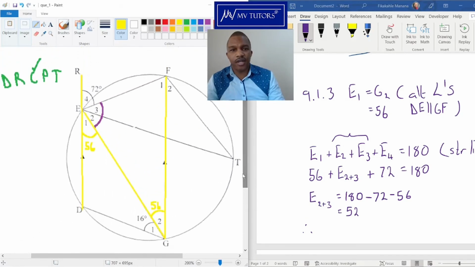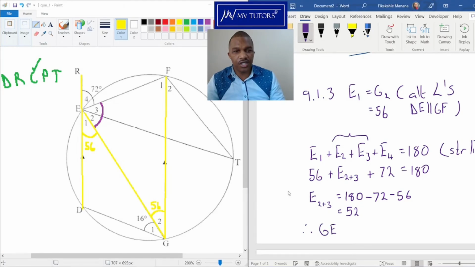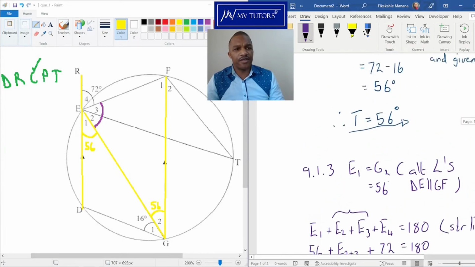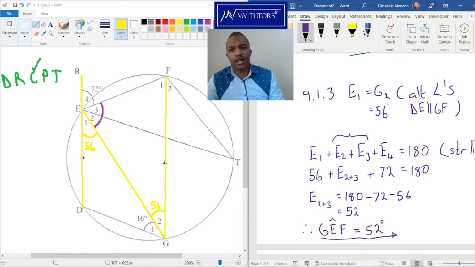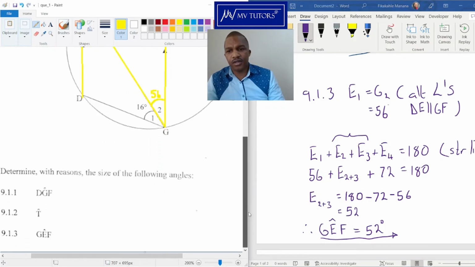GEF. I want to write it the way they wrote it for us. So it's GEF, which is, remember, this E is 2 plus 3, equal to 52 degrees. Good. Always put your units at the end. You don't need to put units when you're solving it, but at the end, definitely degrees, because we're working with degrees here. As you can see, I put it all over. Okay, we're done with this section. Let's go to the next question.